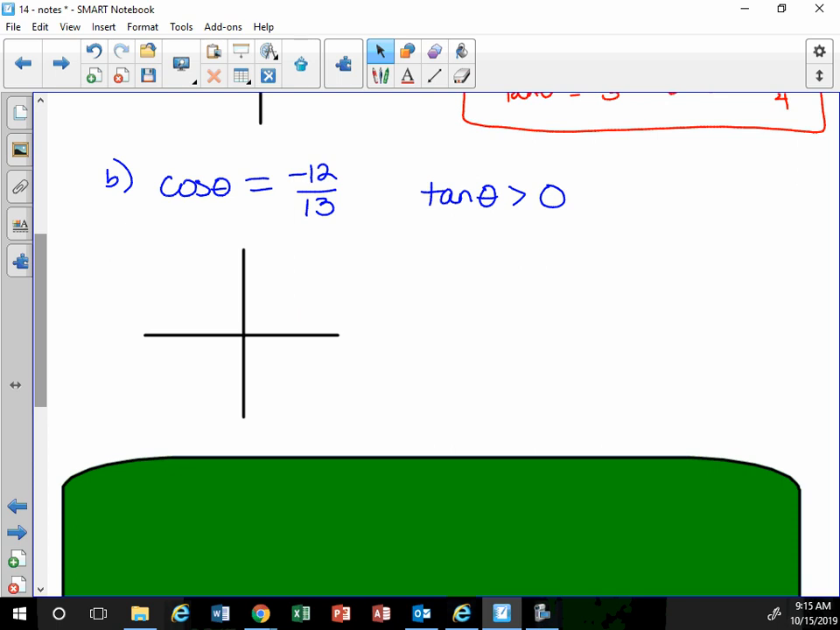Jot down cosine's -12/13. And tangent is positive. Tangent is greater than 0. This is the trickiest kind, where you have to really think about where to draw your triangle.